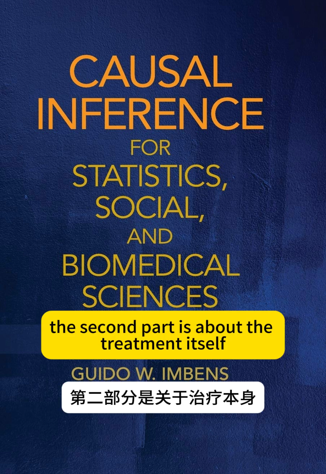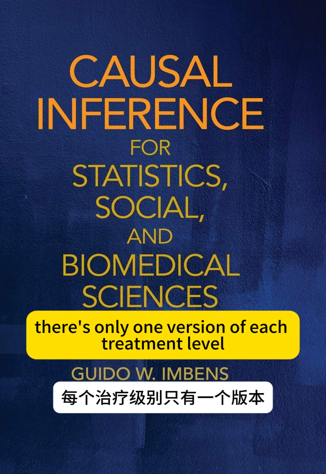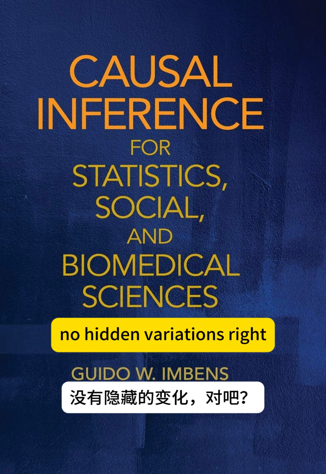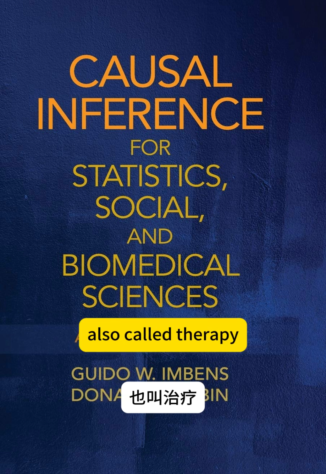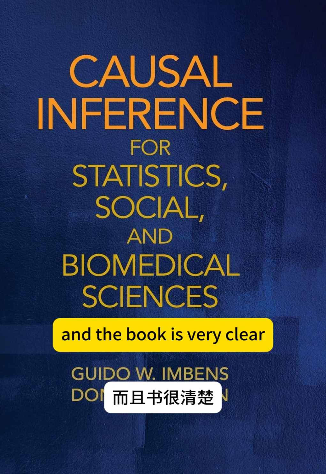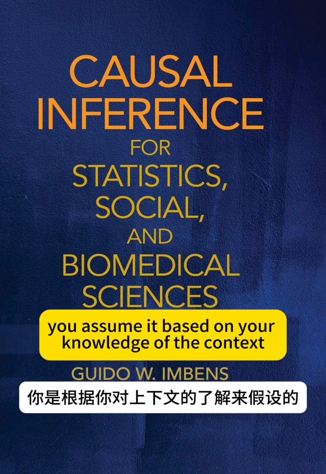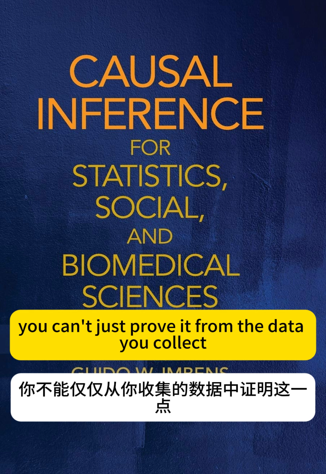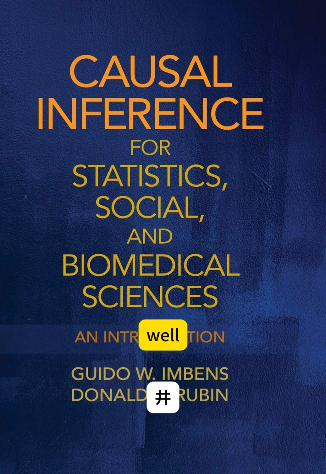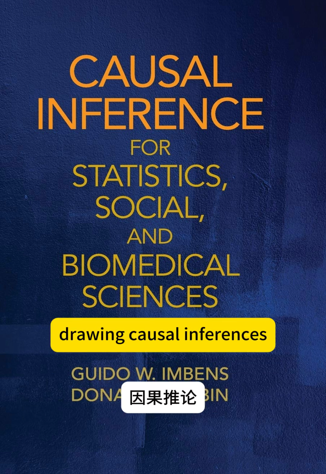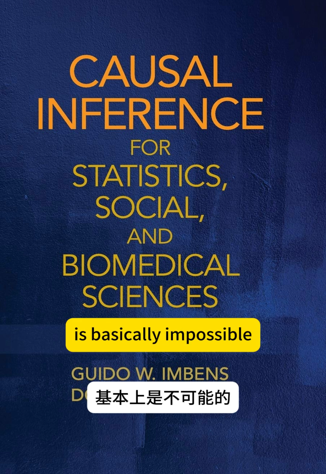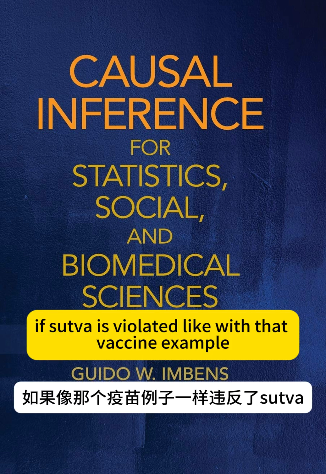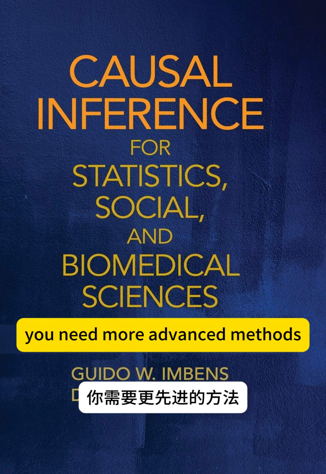The second part is about the treatment itself. There's only one version of each treatment level. The aspirin you took is the same kind as the one I might take. No hidden variations. Right, not like one therapy group getting way more intense sessions than another group also called therapy. Precisely. And the book is very clear. SUTVA is an assumption. You assume it based on your knowledge of the context. You can't just prove it from the data you collect. But it's necessary. Well, the argument is that drawing causal inferences without some kind of assumption like SUTVA is basically impossible. So you have to be explicit about it. If SUTVA is violated, like with that vaccine example, or different treatment versions, you need more advanced methods.